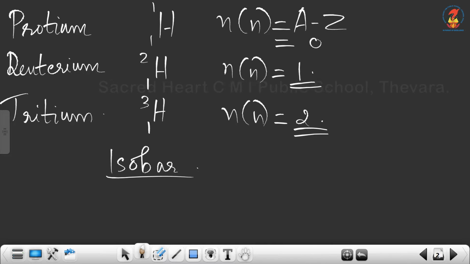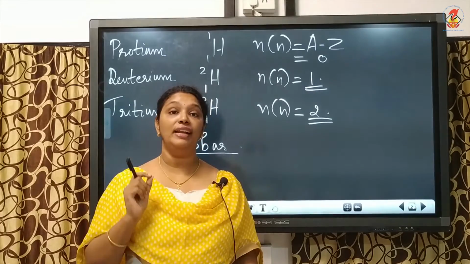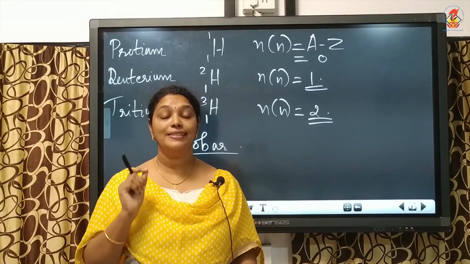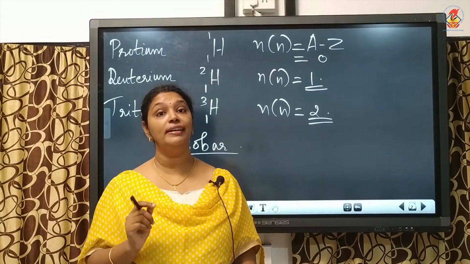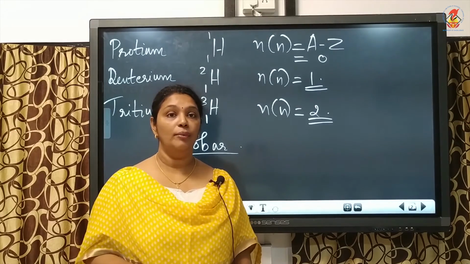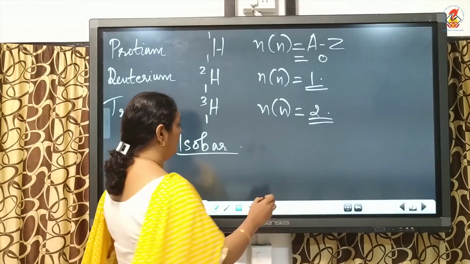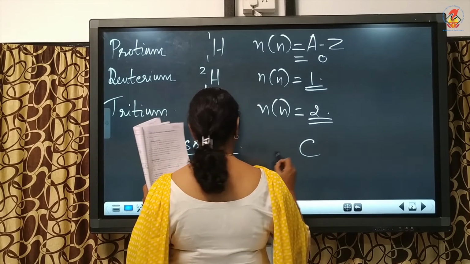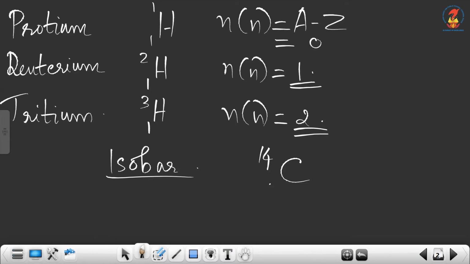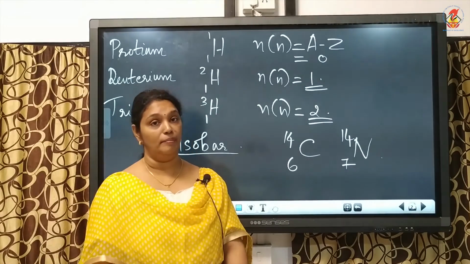Isobar. Isobar means atoms of different elements with the same mass number but different atomic number. An example of isobar is carbon with mass number 14 and atomic number 6, and nitrogen with mass number 14 and atomic number 7. This is an example for isobar: carbon and nitrogen with the same mass number but different atomic number.